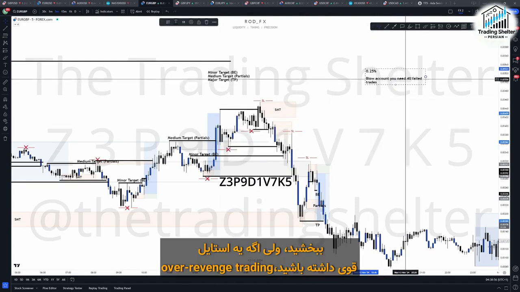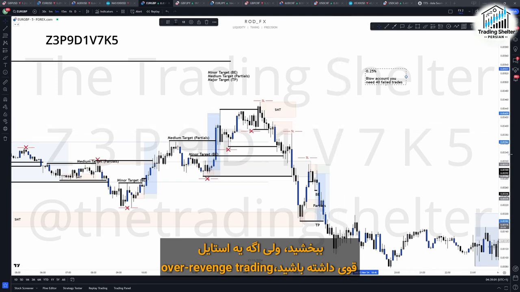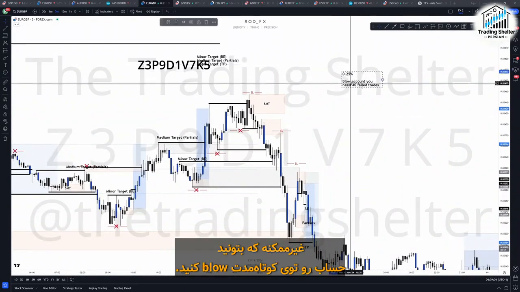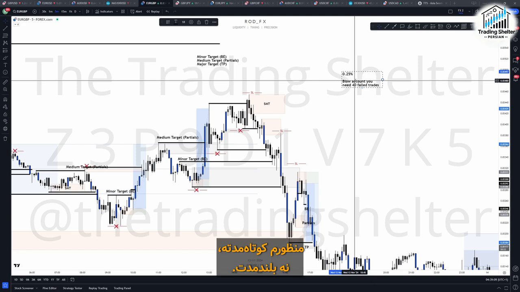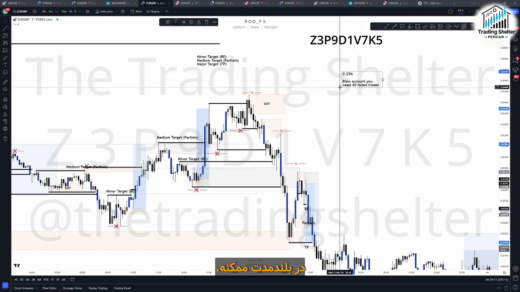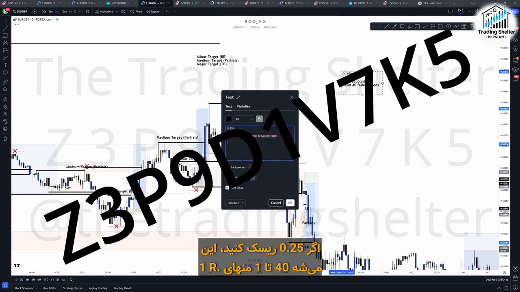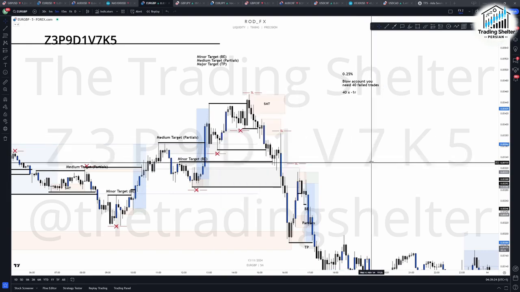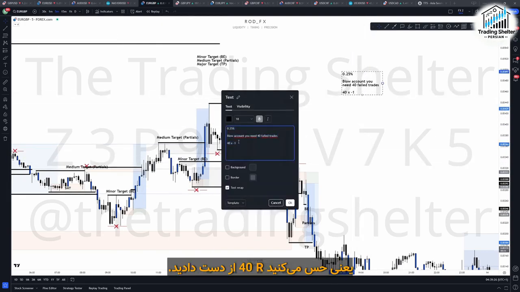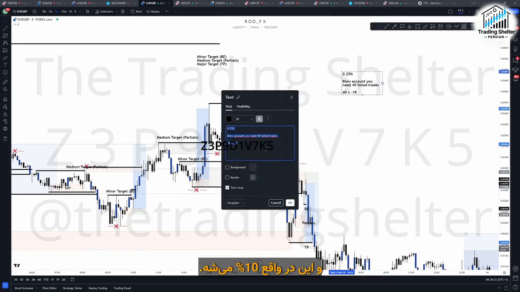I'm sorry, but if you have like maybe a big over revenge trading style, it's impossible for you to blow an account, right? I mean, on the short term and long term, it's possible. This is, if you risk 0.25, this is 40 times minus 1R. So you've taken 40 R's. This is actually 10%.